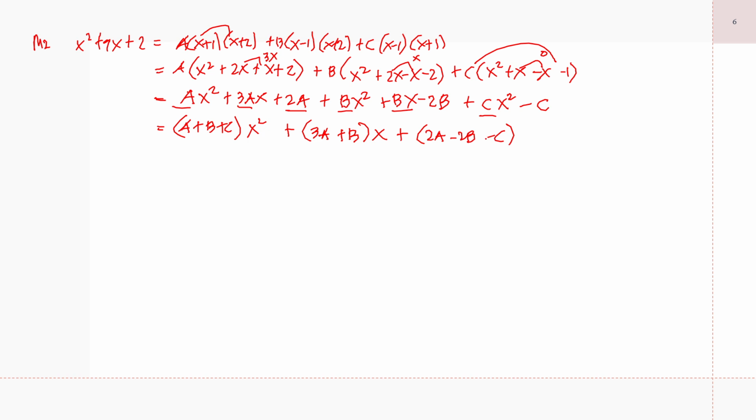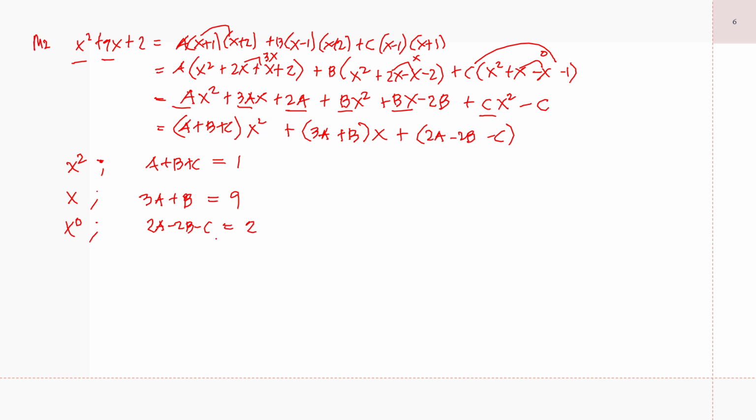After which we have to equate x squared, equivalent to A plus B plus C. The constant of x squared is equal to 1. And for x, the constant, 3A plus B is equal to 9. And for x raised to 0, the constant, we have here 2A minus 2B minus C is equal to 2.